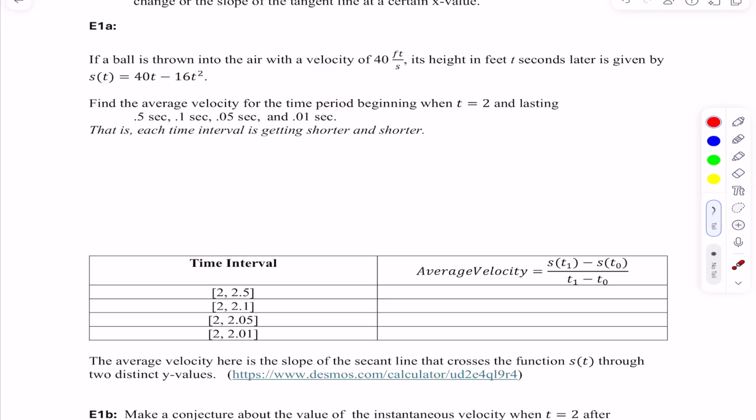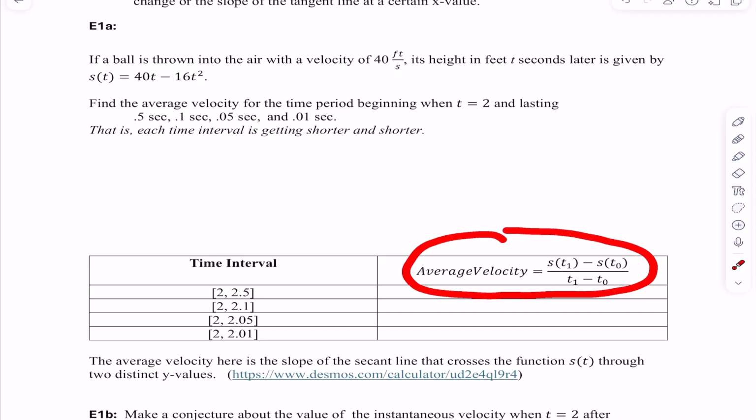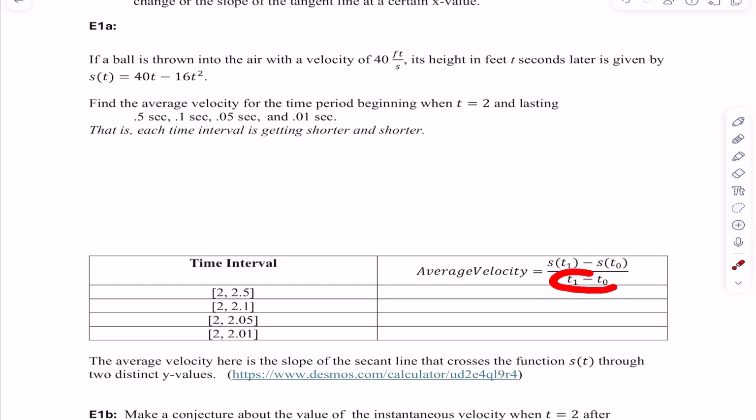I do need to remind you of a slope formula, and that slope formula here is going to match the definition of average velocity. So if you look down here, there is the slope formula. It is the change in y values over the change in the independent values, or the change in dependent values over the change in independent values. You may have recalled this from algebra as m is equal to y sub 2 minus y sub 1 over x sub 2 minus x sub 1, where y is your dependent variable and x is your independent variable.